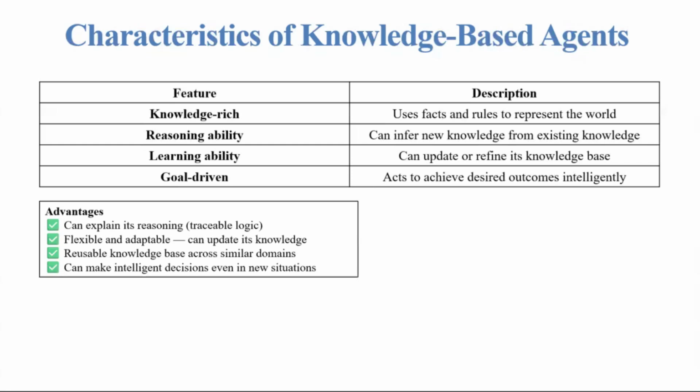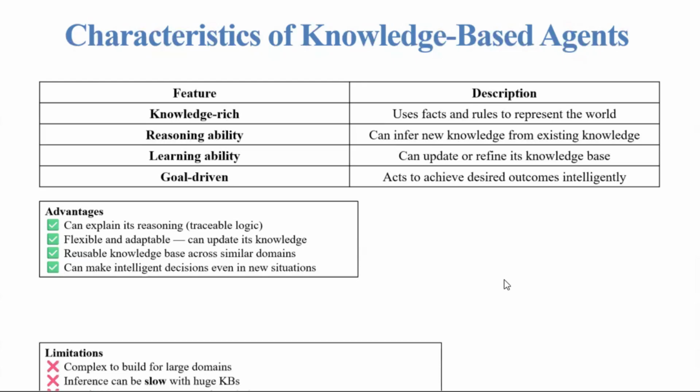The fourth one is that it can make intelligent decisions in new situations. The fourth advantage is that knowledge-based agents can handle situations they haven't seen before. How is this possible? Because they don't simply memorize the answers. Instead, they use logical reasoning. For example, suppose a weather agent has never encountered today's exact weather conditions before. Even then, it can combine different rules and arrive at a sensible recommendation. This ability to reason allows the agent to solve new problems instead of just repeating stored answers.